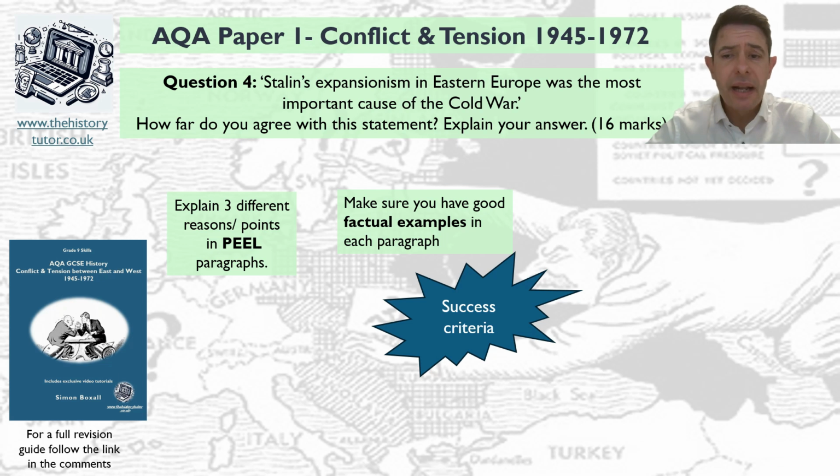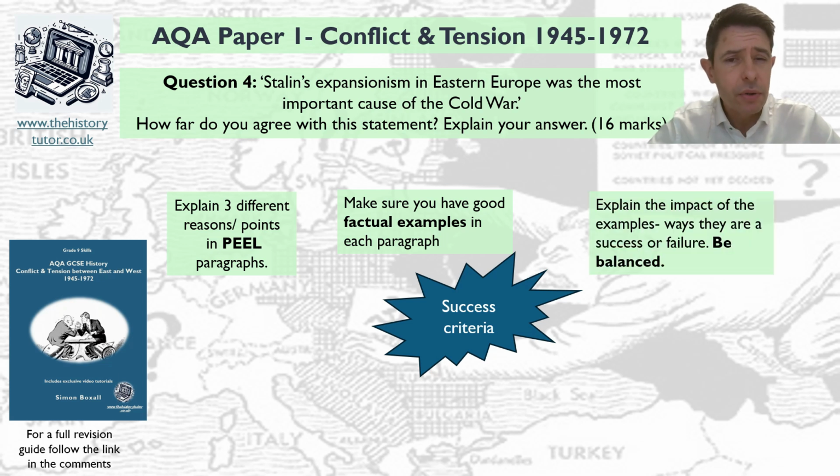And then we need to explain the impact of these examples. It's the most important bit, to explain why. For instance, why does Stalin's expansionism lead to Cold War? How did it lead to tension and arguments? We can be a little bit balanced with this, so we can do yes or no in terms of the impact. Try and explain widely if we can.